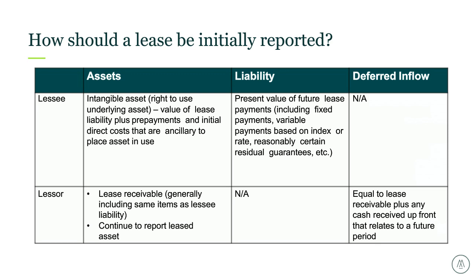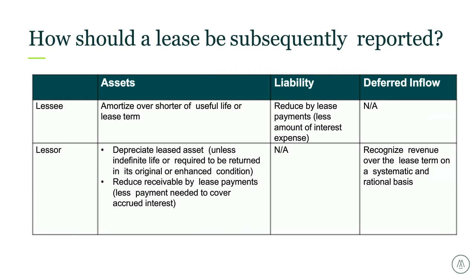On the next slide, we're going to talk a bit about how that gets taken off the balance sheet. As a lessee, you would amortize that intangible asset over the shorter of the useful life or the lease term. And then the liability would be reduced by lease payments, except for the interest expenses that hit your flow statement. But that's essentially what you'd have on the lessee side. And then on the lessor side, you would depreciate your lease assets like usual, but then you would reduce any receivables from those lease payments. And then on the deferred inflow, as the lessor, you would recognize revenue over the lease term or some systematic basis that gets reported as revenues.